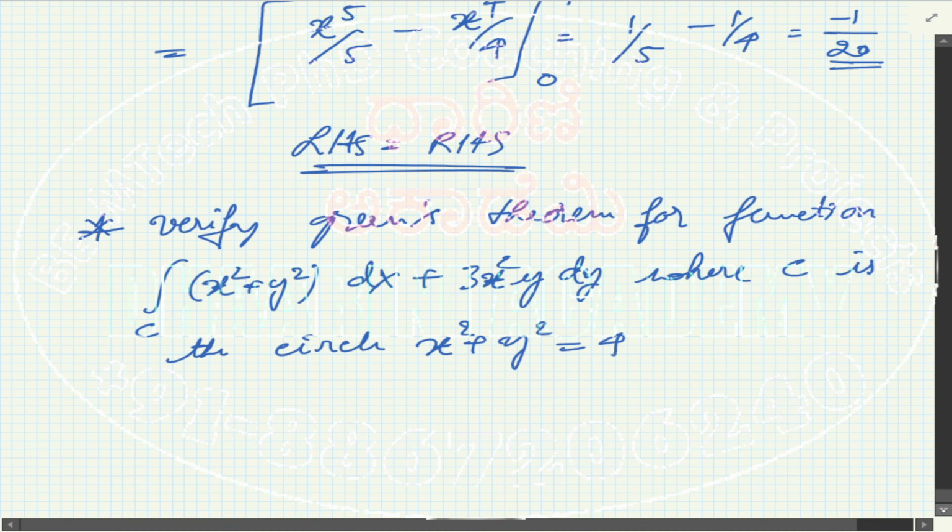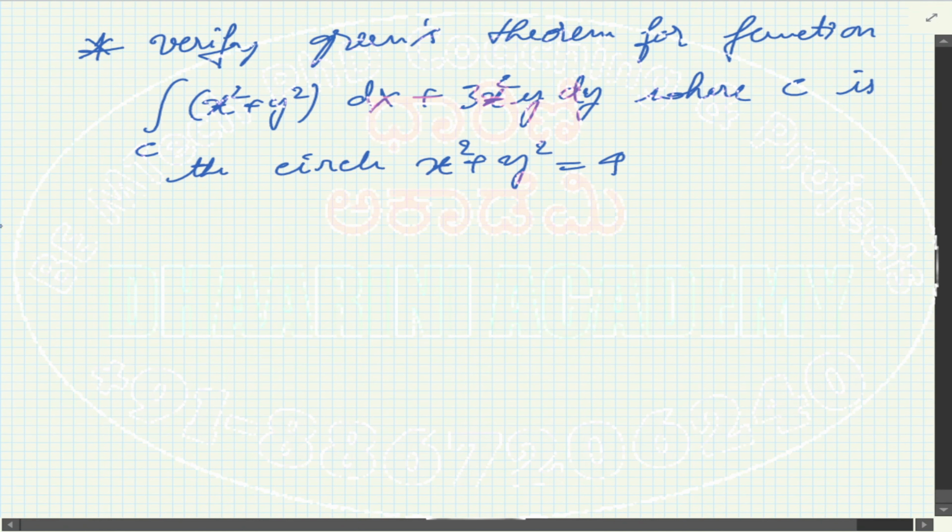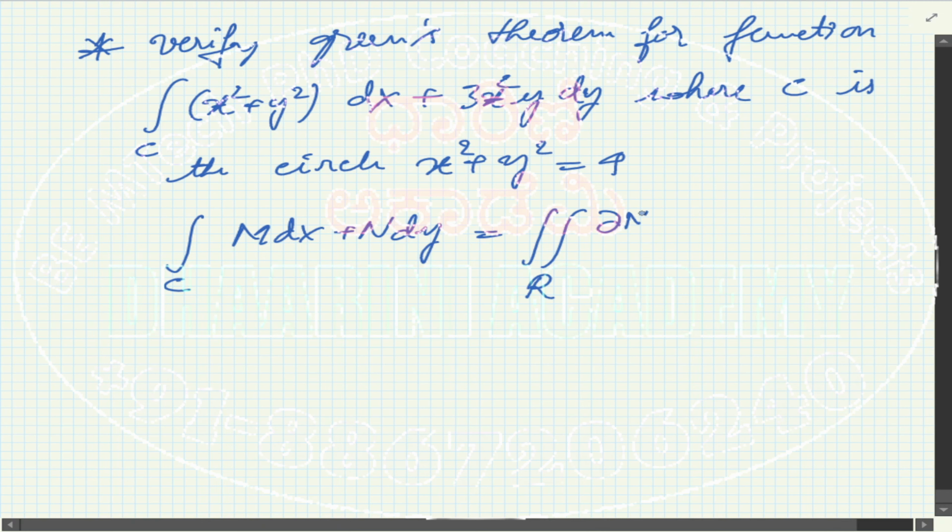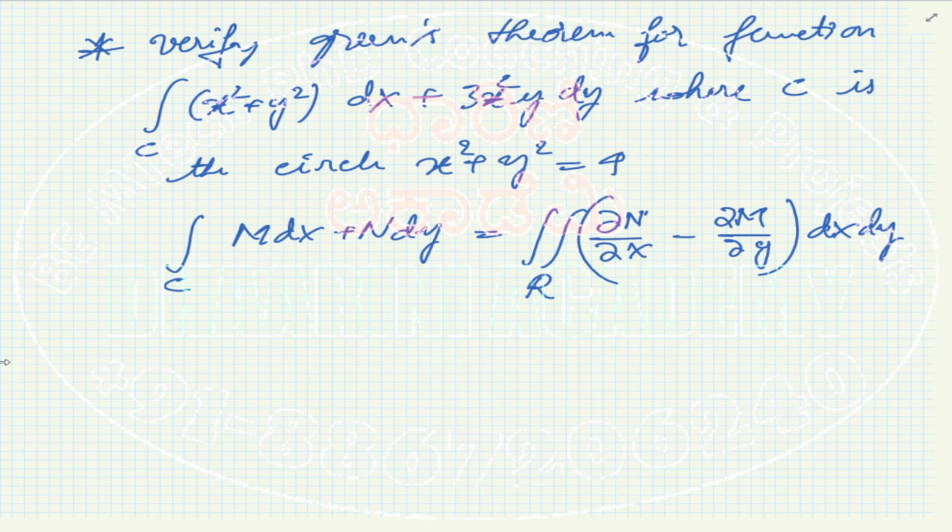Now, we'll start with the left hand side of Green's theorem. First, let us write the equation of Green's theorem which we need to prove. The integration over c of M dx plus N dy is equal to the double integration over the region R of dou N by dou x minus dou M by dou y, dx dy. So first we'll start with the left hand side.